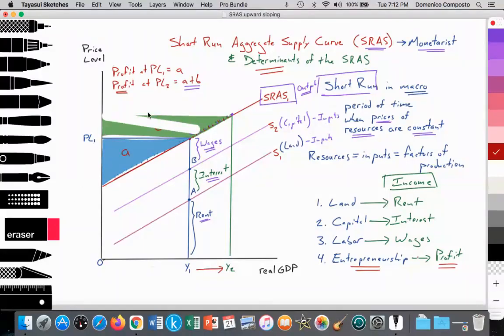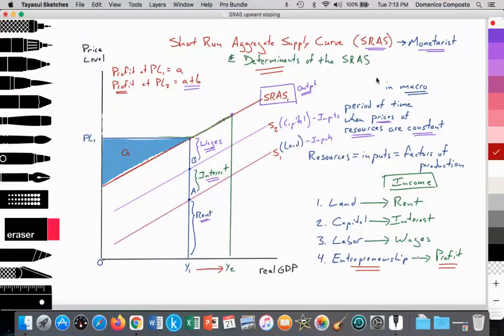Okay, so let's go ahead and take care of this. The short run in macroeconomics is the period of time when prices of resources are constant. The prices of resources are: for land, rent; for capital, interest; for labor, wages paid by the firm. These are all costs of production to the firm and the entrepreneur driven by profit. Now we're going to start looking at what happens in the long run.